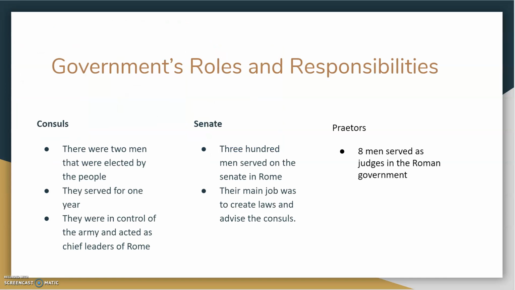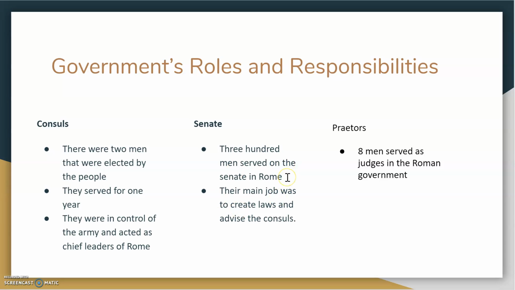So looking in more detail at this, we're going to start with the consuls. So the consuls, they were like the executive branch. So it was two men, and they were elected by the people. They only served 1 year in Rome, and they were in control of the army, and they acted as the chief leaders of Rome. So you can kind of compare the consul to the president, except there's two of them, and they only serve for 1 year.